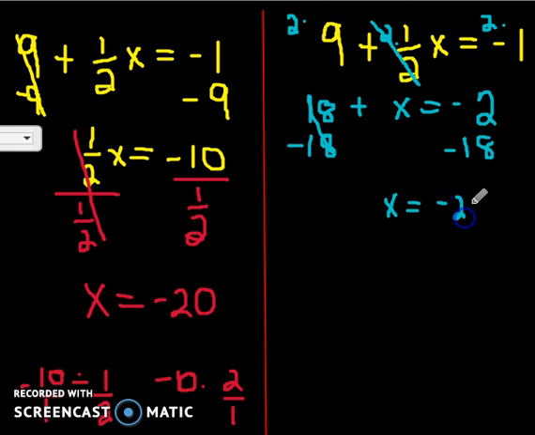I think this way is actually a lot quicker once you get used to getting rid of that fraction. So check your answer. See, did you get x equals -20?